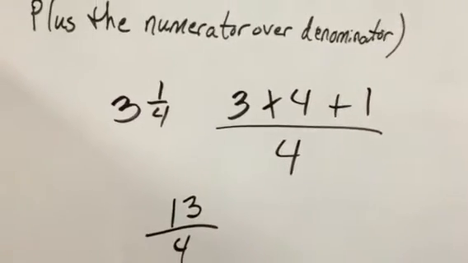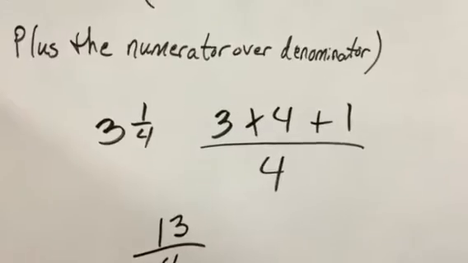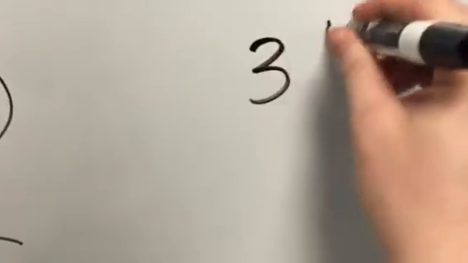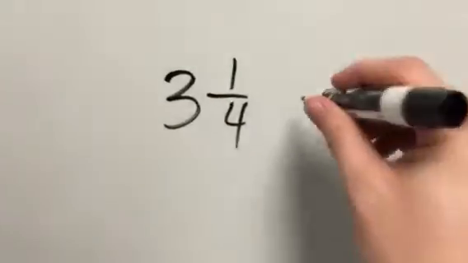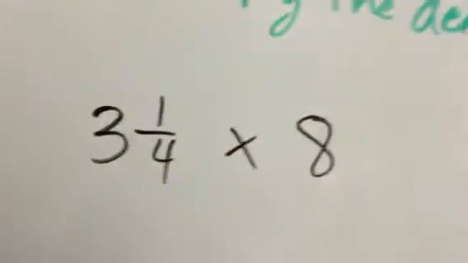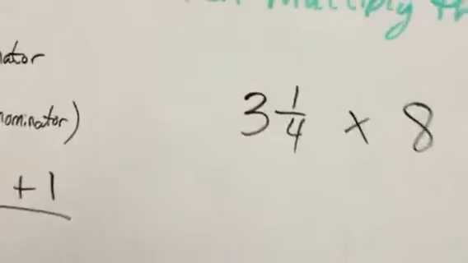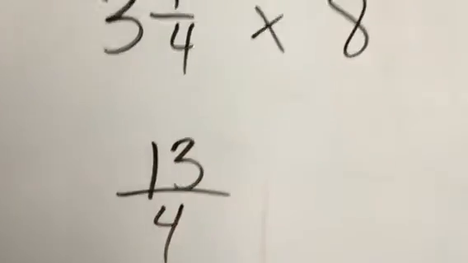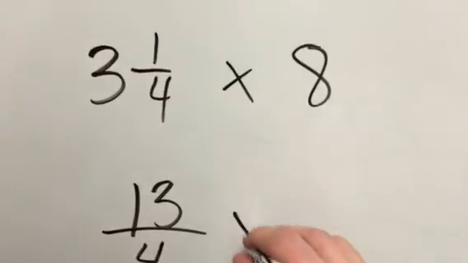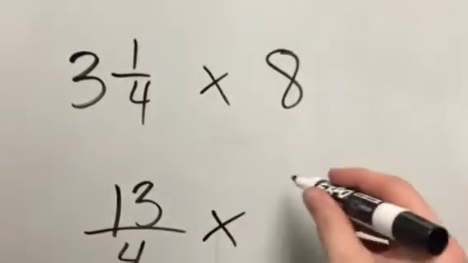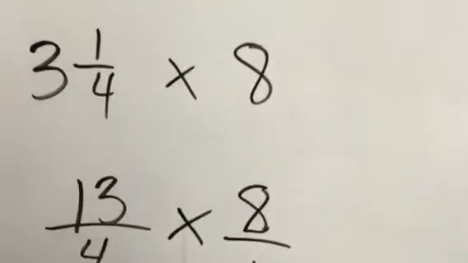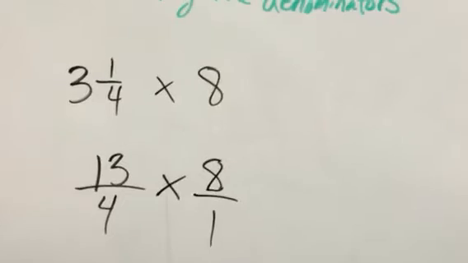And if I'm trying to multiply a mixed number times a whole number, I would do this first. So if I have 3 1/4 times 8, I first find 3 1/4 as an improper fraction, that's step 1. And I also have to turn 8 into an improper fraction, right? So 8 over 1.